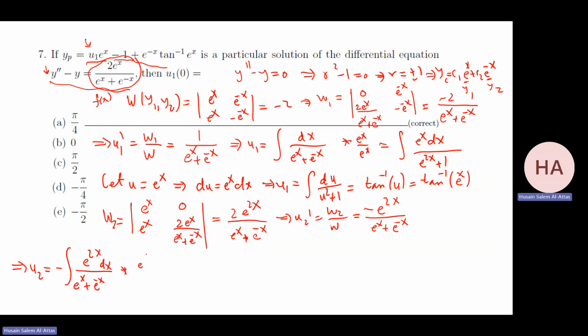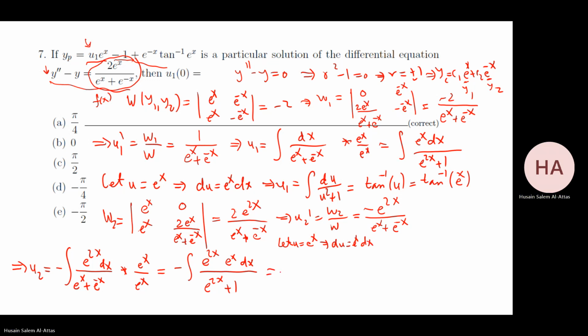Do the same trick. That will be minus, leave this as is, over e^(2x) plus 1. Okay, now do the same. Let u equal e to the power x. So du equals e^x dx. So that will be what? This gives me u squared, this gives me du, this gives me u squared plus 1.